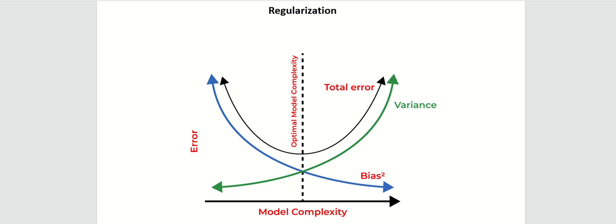Regularization is a technique we use to find this optimal point. It involves adding a penalty for complexity to the model's error term. This discourages the model from becoming overly complex and fitting the noise in the training data, which can lead to poor performance on new data. In a sense, regularization helps to balance bias and variance.